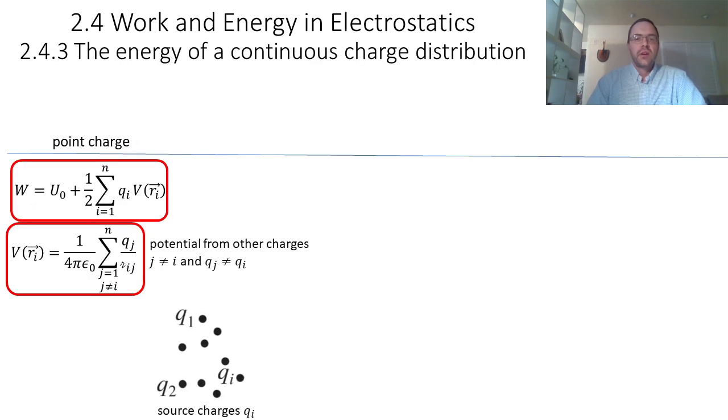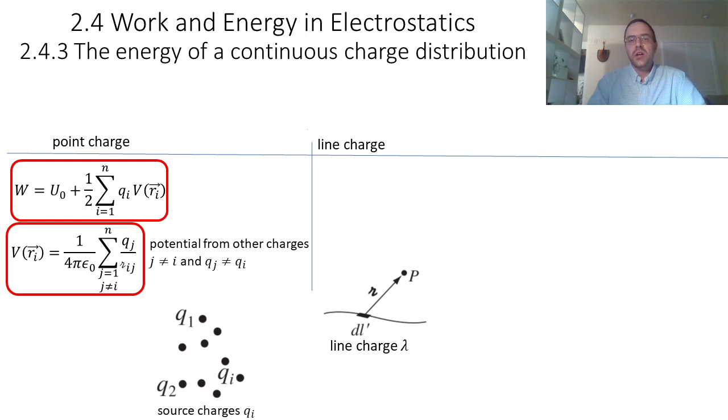Now we're going to discuss the energy of a continuous charge distribution. Before, let's summarize what we found for point charges. The energy is given by U0 plus 1/2 sum of Qi V, where V is the potential from the other charges. And now we're going to extend this to the case of a line charge distribution.